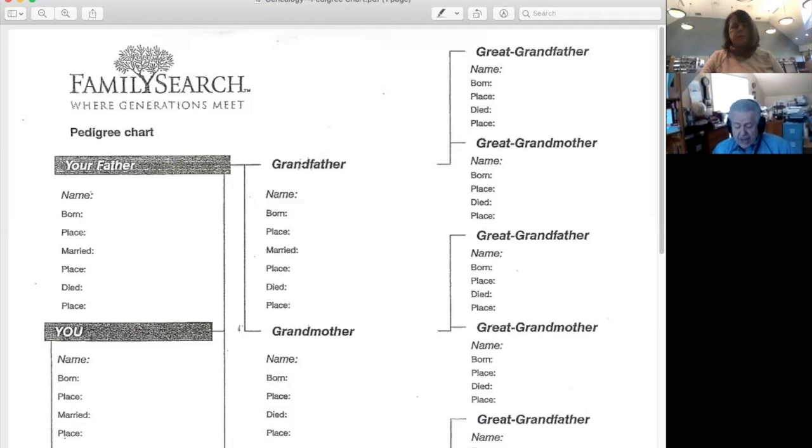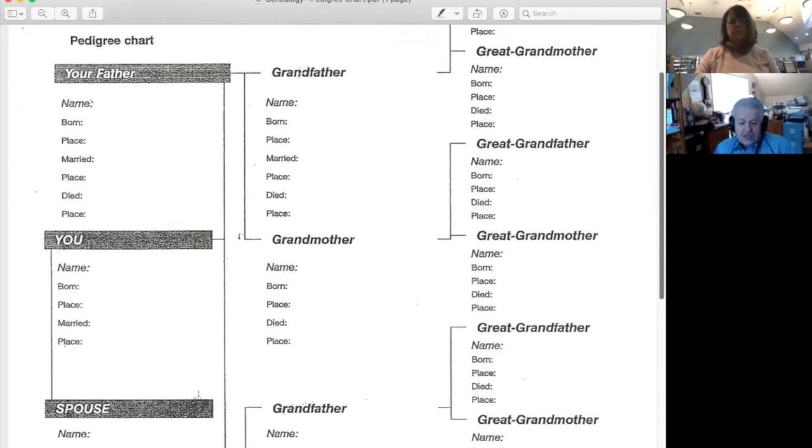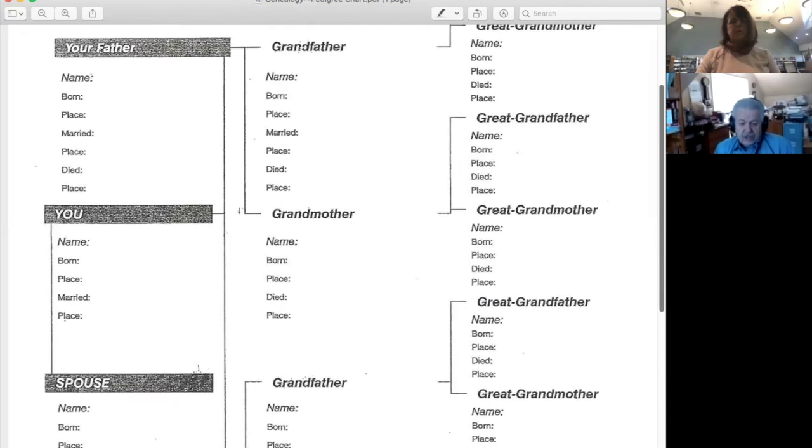Wow. And to their credit, the LDS Church has made it available to everyone. And so this pedigree chart comes from them. And I'd like now to explain how to use it because it can be a little bit confusing at first. So let's come down to the middle of the left-hand side of the chart and the place which says "you." And of course, you would write your name in there, the date that you were born, the place that you were born.